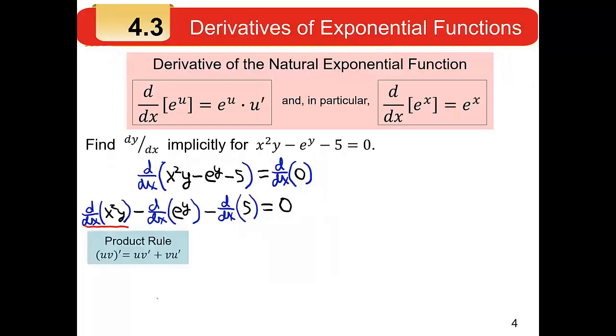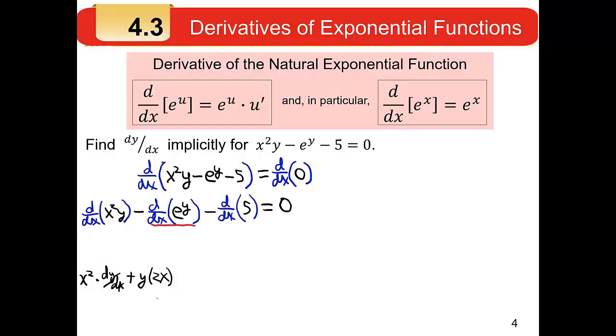Product rule says take the first factor times the derivative of the second plus the second times the derivative of the first. So that would be first factor x squared times the derivative of y is dy over dx, plus then you take the second factor, which is y, times the derivative of x squared, which is 2x.